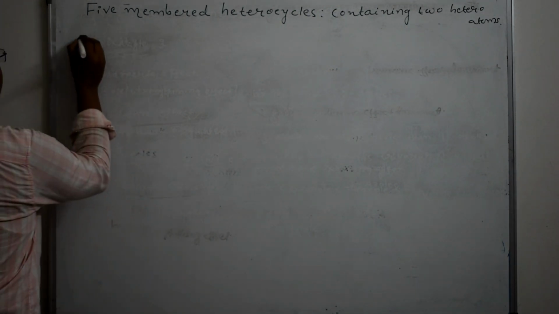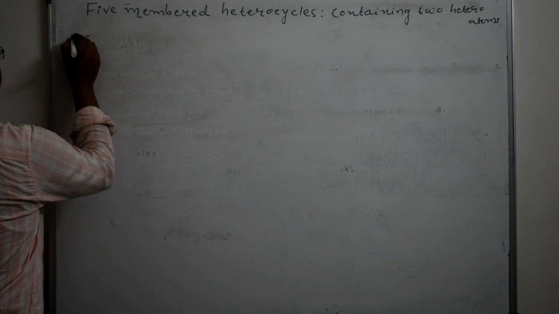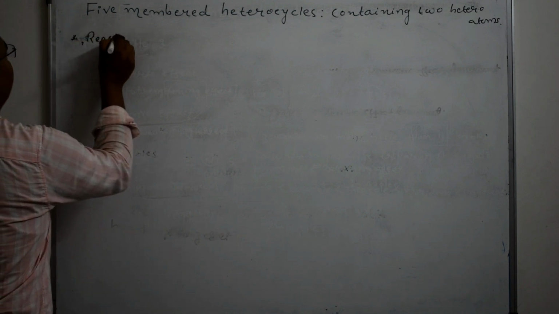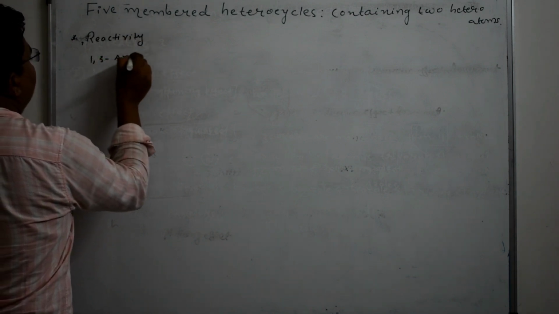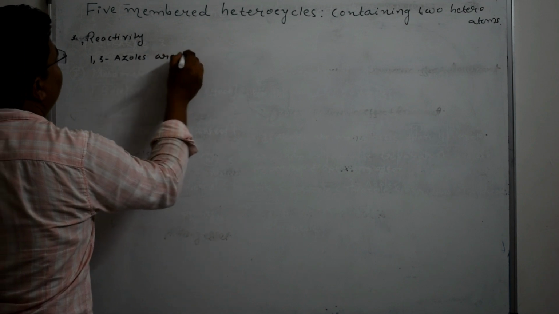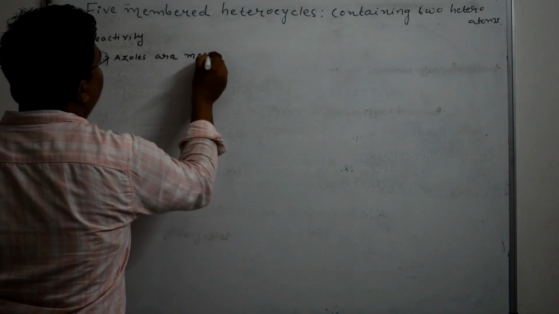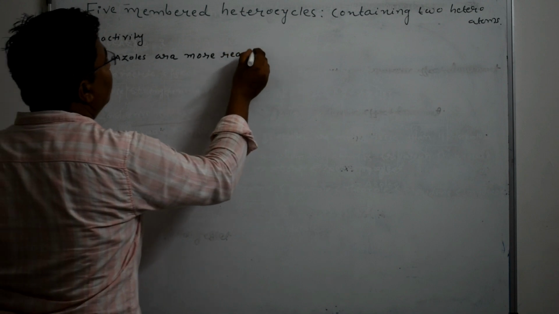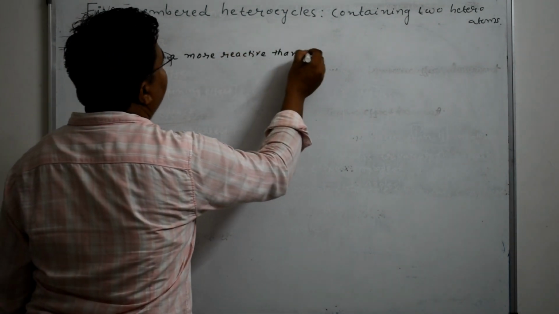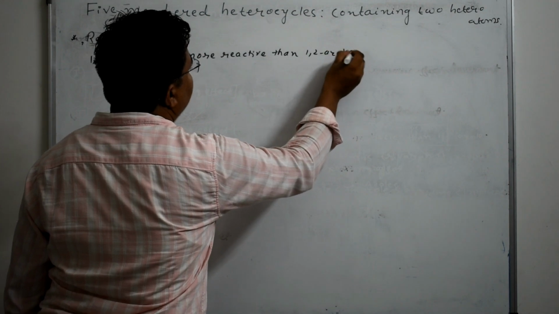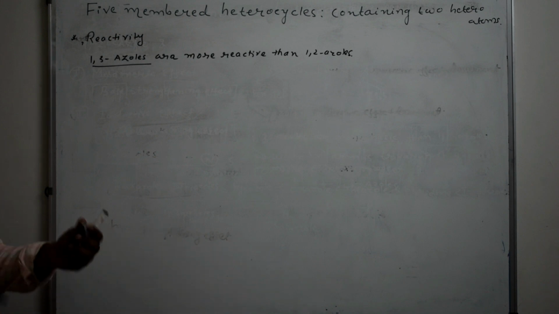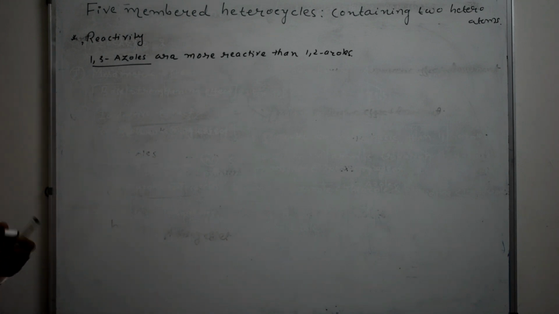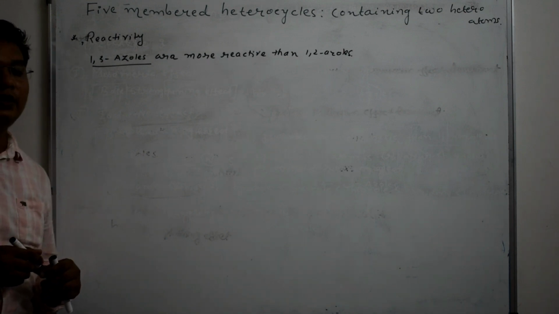So in reactivity, 1,3 azoles are more reactive than 1,2 azoles. What is the reason? The reason is that in 1,3 azoles there is a greater mesomeric effect, and due to that 1,3 azoles become more reactive towards the electrophilic substitution reaction as compared to 1,2 azoles.